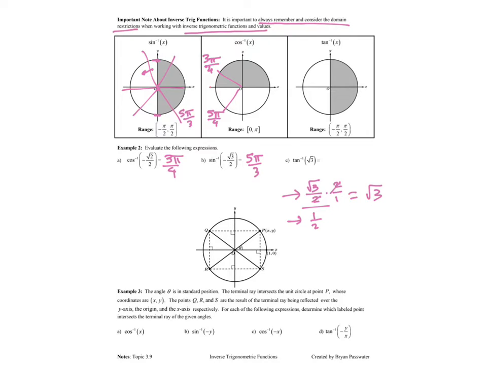Pi over 6? No. It's a short long. Oh, no, it can't be. Pi over 3. Pi over 3. We're saying a short and a long. Does that make sense? So at pi over 3, it's a positive square root 3 over 2. So we're going to be in quadrant 1.